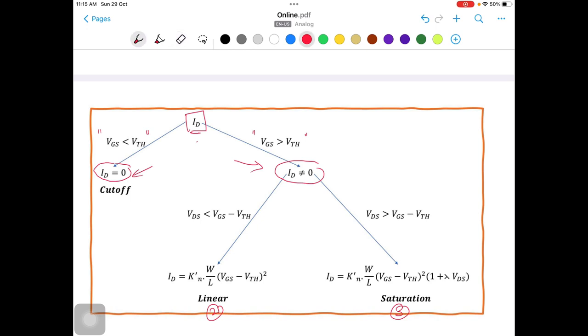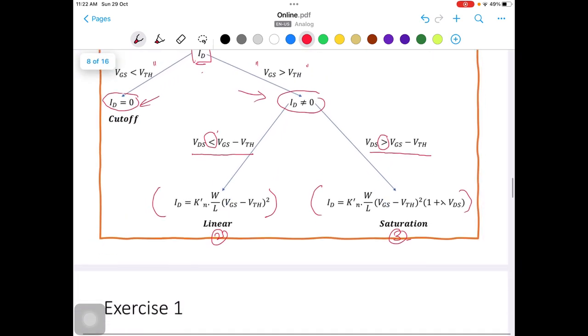If ID is not equal to zero, please check whether VDS is less than VGS minus VTH. If VDS is greater than VGS minus VTH, it will be saturation. If VDS is less than VGS minus VTH, it will be linear. So this formula will be used for one, and if VDS is greater than VGS minus VTH, this equation will be used. This is a simplified version so you can understand more easily which drain current formula will be used. Please take note of this part.